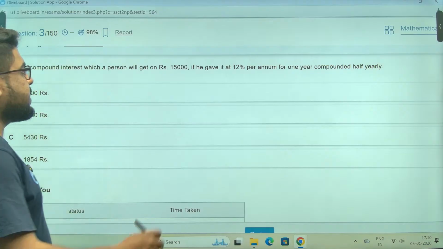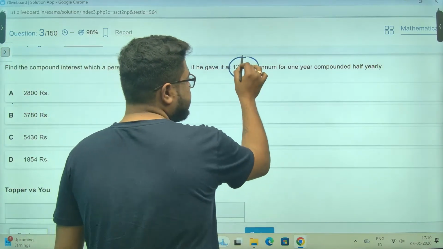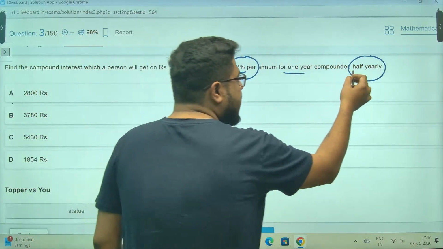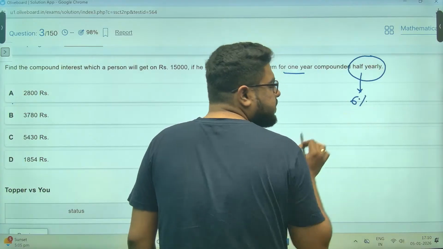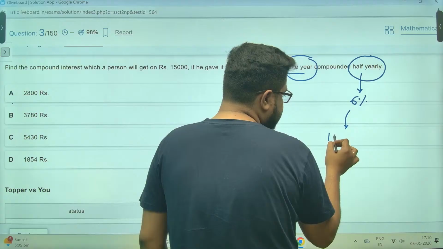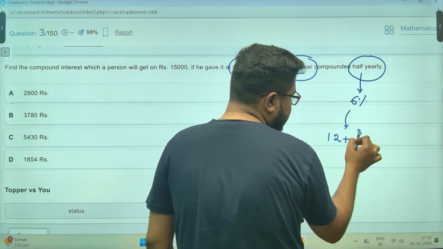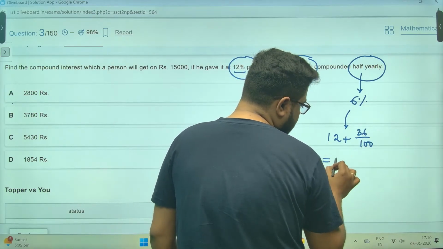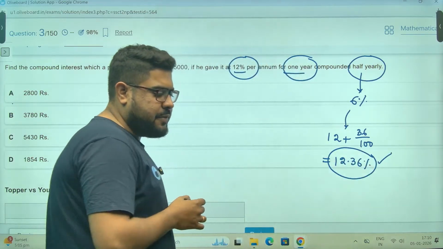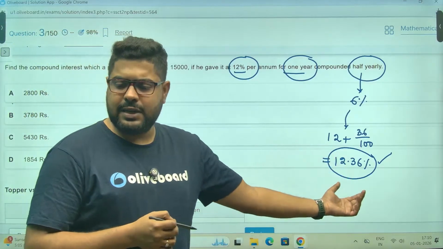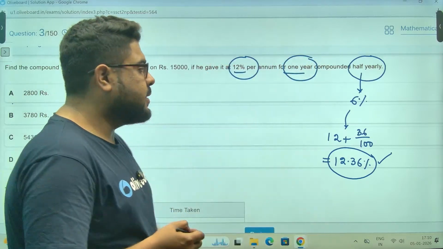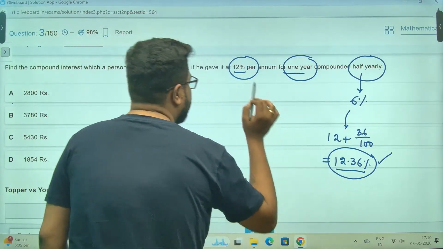Find the compound interest on 15,000 at 12% per annum, 1 year, half yearly compounding. Half yearly compounding at 12% means every compounding is 6%. So two compoundings will be there in 1 year. So how much total interest? 6 plus 6, 12, plus 6 square by 100, that is 36 by 100. So meaning 12.36%. Again, you guys should know this by now, right? Each and every one of you, I'm assuming you have cleared tier 1. This is the simple AB theorem I have applied just to get the effective rate of interest. Now 12.36% of what? Of principal.